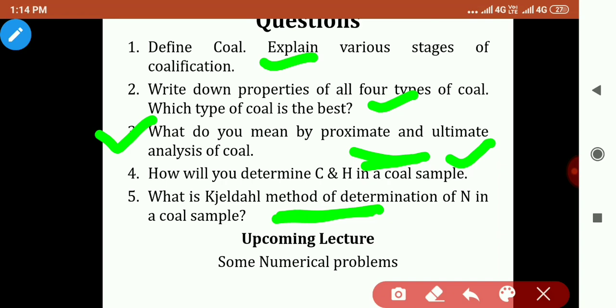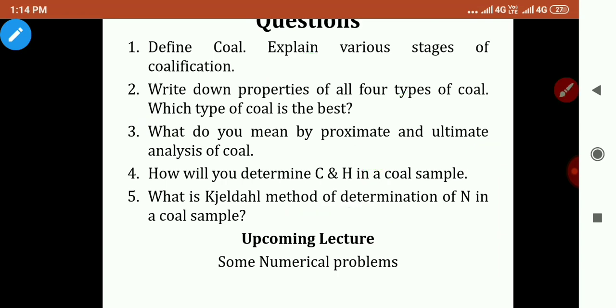And then in upcoming lecture we will be discussing some important numerical problems related to the lectures 1, 2, 3 and 4, today's lecture. Thank you so much.